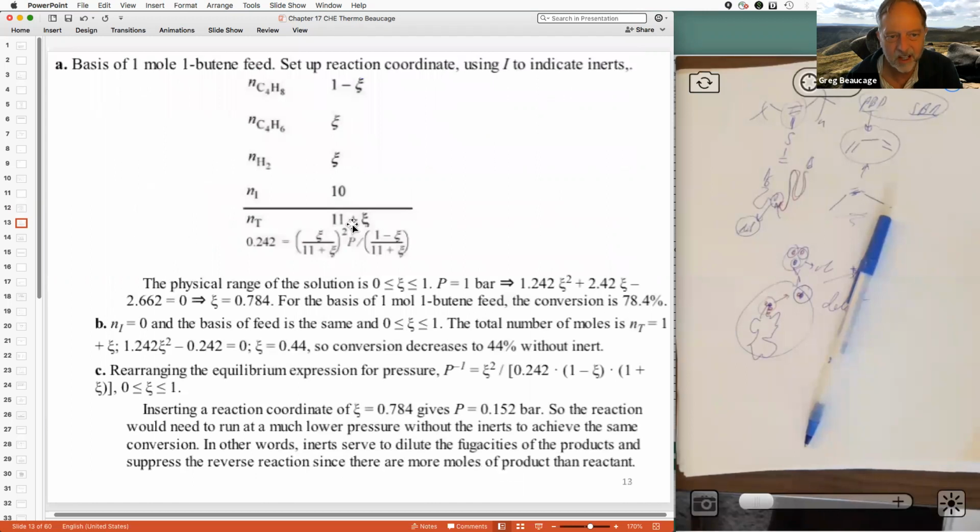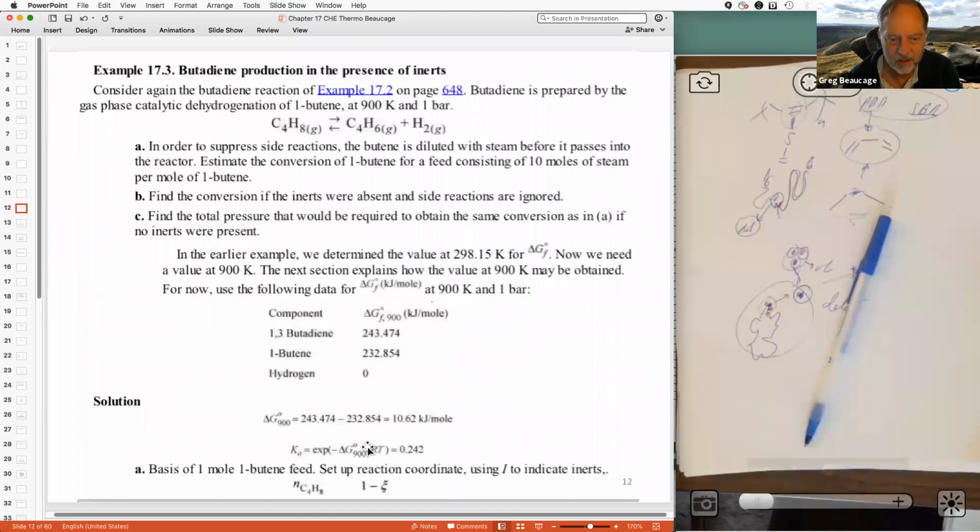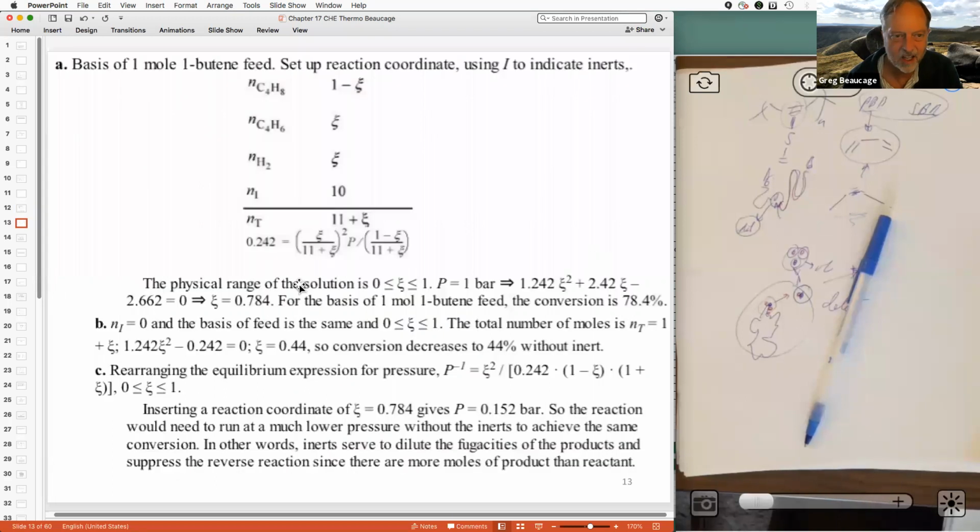So the total is higher. So when you divide through, you get a smaller number for each of the components. Then you have this equilibrium constant that you got from the sum of the G's, and then taking the exponential of minus that divided by RT gives the Ka. And then basically you need to just use Solver to solve this thing.